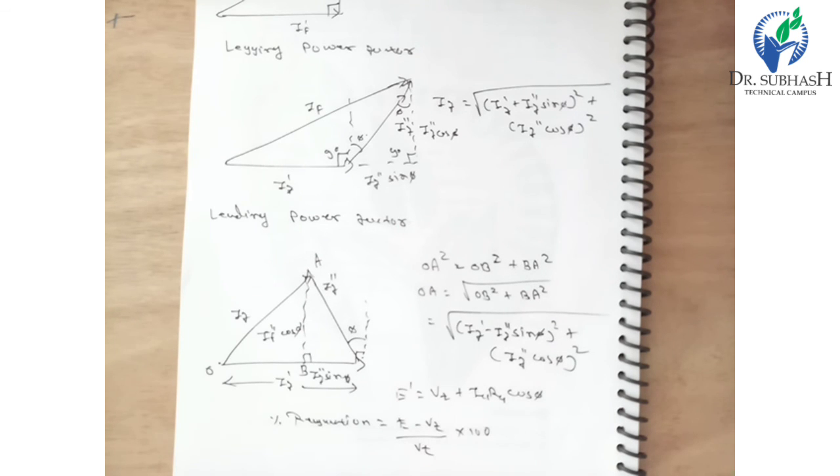Okay, so the next method, the third method to find the voltage regulation, is the zero power factor method. The other name is the Potier method for determination of voltage regulation in a synchronous generator. This method will be discussed in the next video lecture.